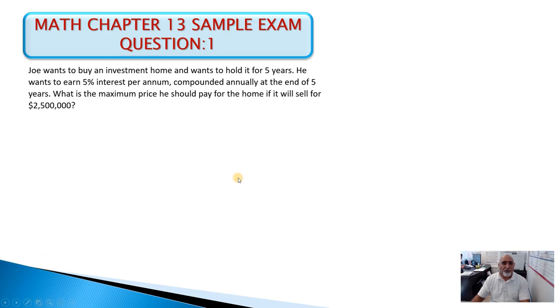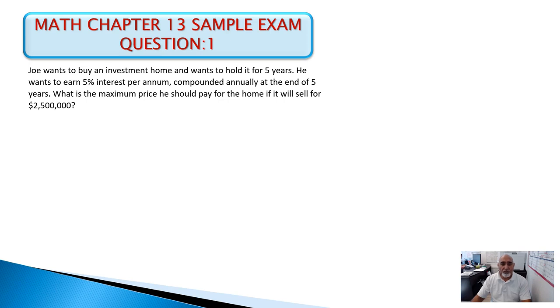He wants to earn 5% interest per annum, compounded annually. I'm sure you'll be reading this a little bit slower than myself. You can slow down this video or watch it a few times. So what is the maximum price he should pay for the home if it will sell for 2.5 million?